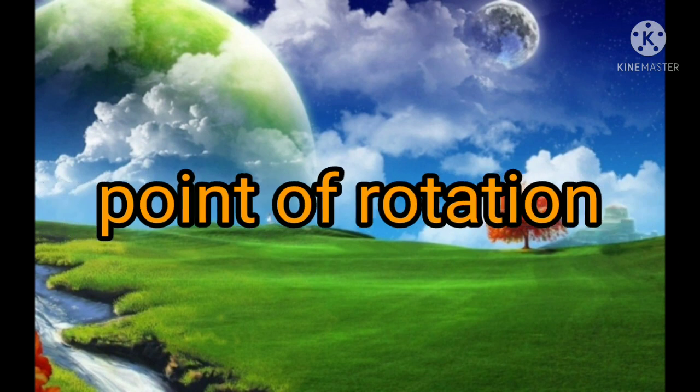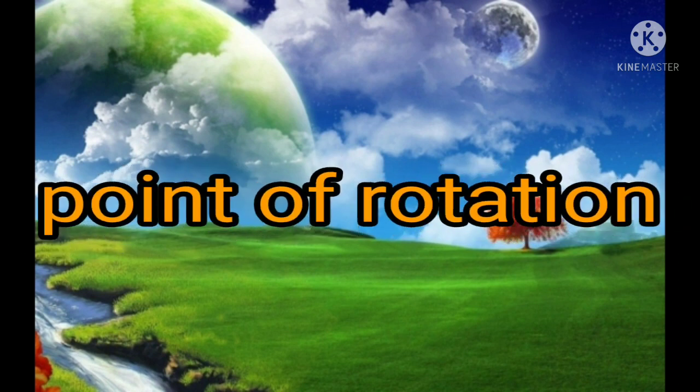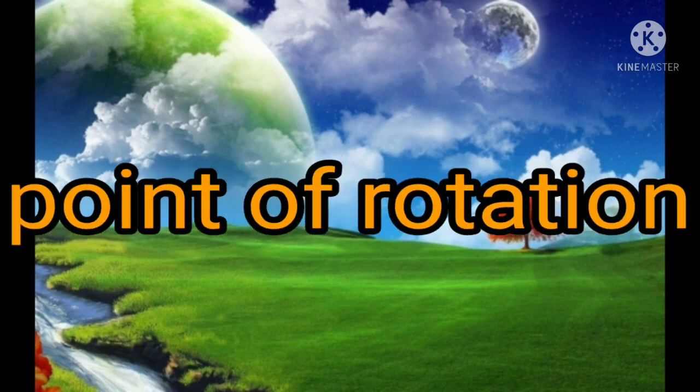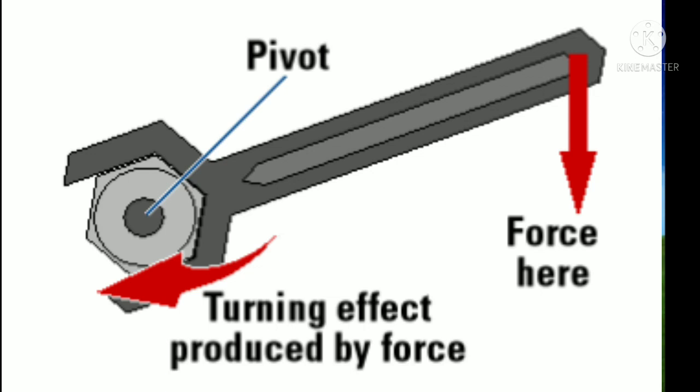Next one is point of rotation. Just observe this picture here. Fix one end of the rod to the floor and apply a force at the other end tangentially. The rod will turn about the fixed point, that is called the point of rotation. Here the center point is called the pivot, that is the point of rotation.